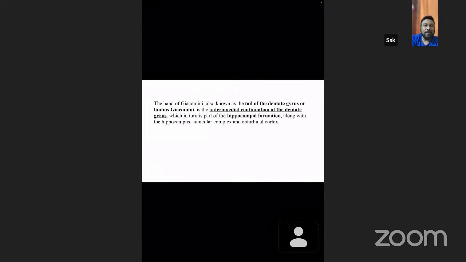Then the band of Giacometti is presented. Is it option A, temporal lobe? Option B, mesial occipital lobe. Option C, cingulate gyrus. Option D, frontal lobe. So this is a new question. The band of Giacometti is present in the temporal lobe. This is actually the tail of dentate gyrus or the limbus Giacometti, and it is the anteromedial continuation of the dentate gyrus. All this will be a part of the hippocampal formation, which is there in the temporal lobe. Along with the hippocampus, subicular complex, and the entorhinal cortex, this will form the hippocampal formation. So the answer will be the medial part of temporal lobe, but as here it is going to be the temporal lobe. That is the answer for this question.